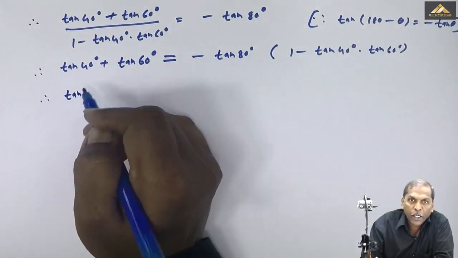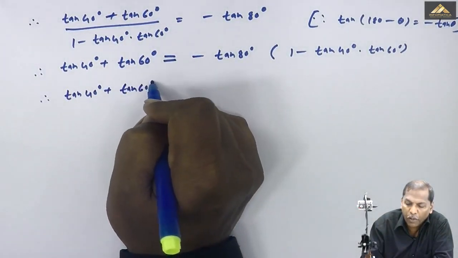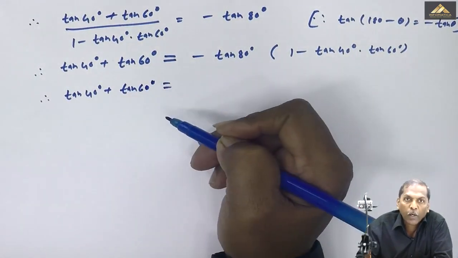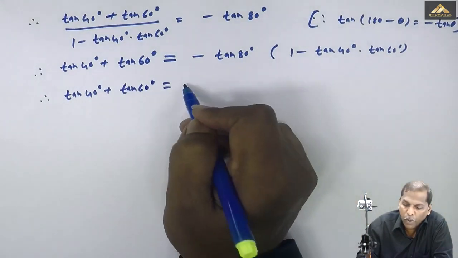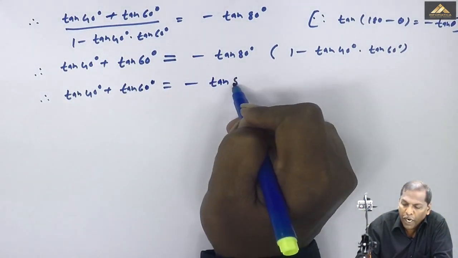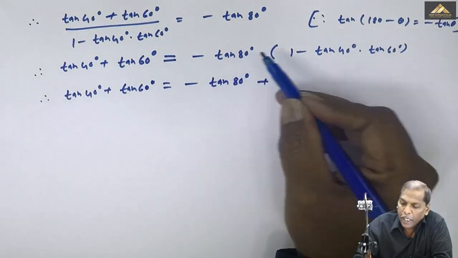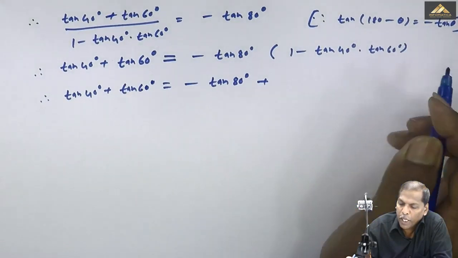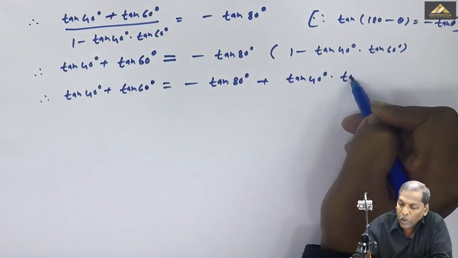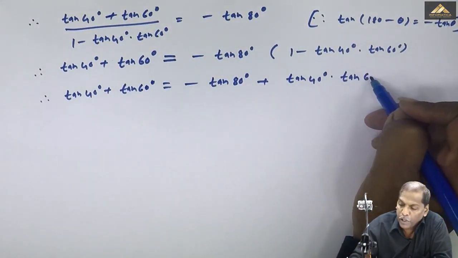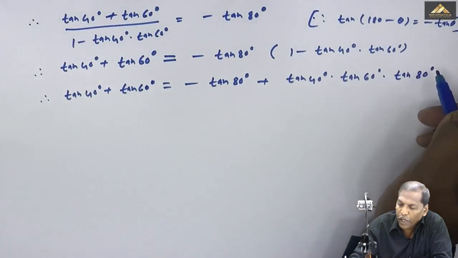Therefore the next step, tan of 40 degree plus tan of 60 degree is equal to, अब माइनस tan 80 डिग्री से ब्रैकेट को मल्टीप्लाई करेंगे हम. So we get माइनस tan of 80 डिग्री माइनस माइनस प्लस tan 80 into tan 40 into tan 60. So that we write tan 40 degree into tan 60 degree into tan 80 degree.